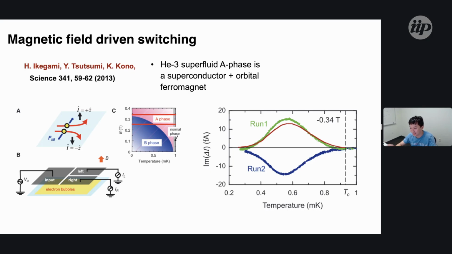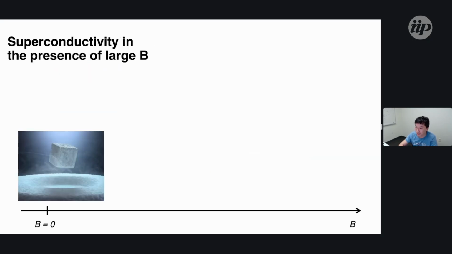Okay, so this is what happened very early on in helium-3, and for decades people have been trying to study potential unconventional superconductors in solid state materials, and the progress here is a lot slower.